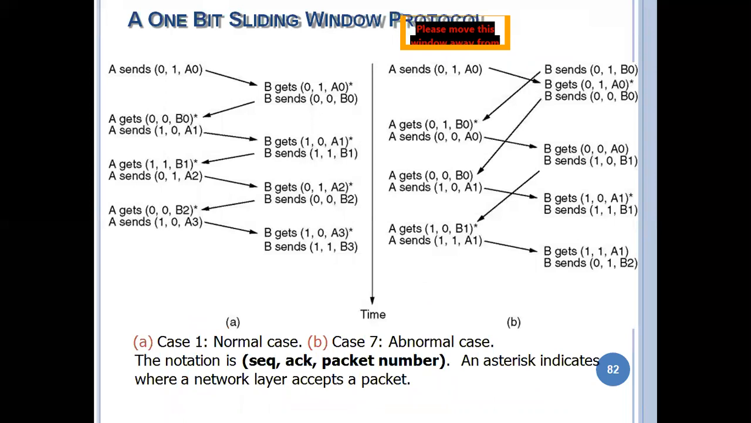That is exactly what this example shows. Here A sends 0, 1, A0. Now B gets 0, 1, A0. Now B sends 0, 0, B0. So A gets 0, 0, B0. Again A sends 1, 0, A1. So B gets 1, 0, A1. Now B sends 1, 1, B1. So A gets 1, 1, B1 and then A sends 0, 1, A2.